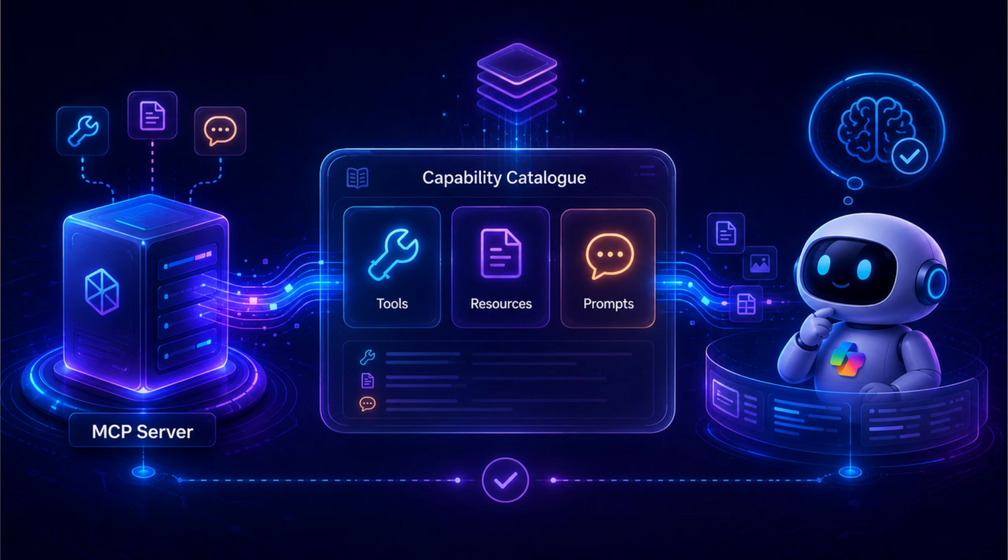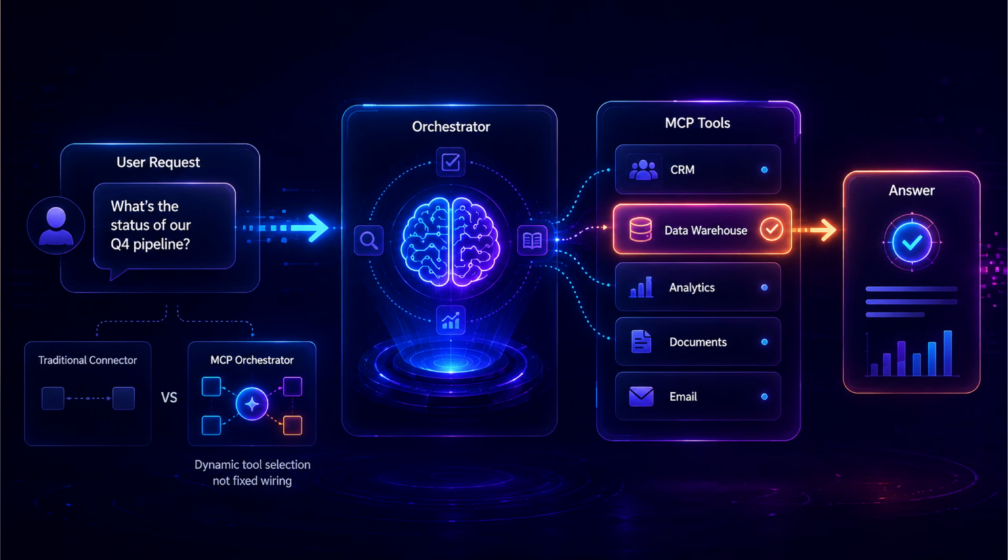With the normal connector, we control every single call. With MCP, we connect, the server describes its own capability, and then the orchestrator can pick the right tool when it's needed. So instead of manually wiring every single action, we are giving the agent access to a server that already knows how to explain itself.